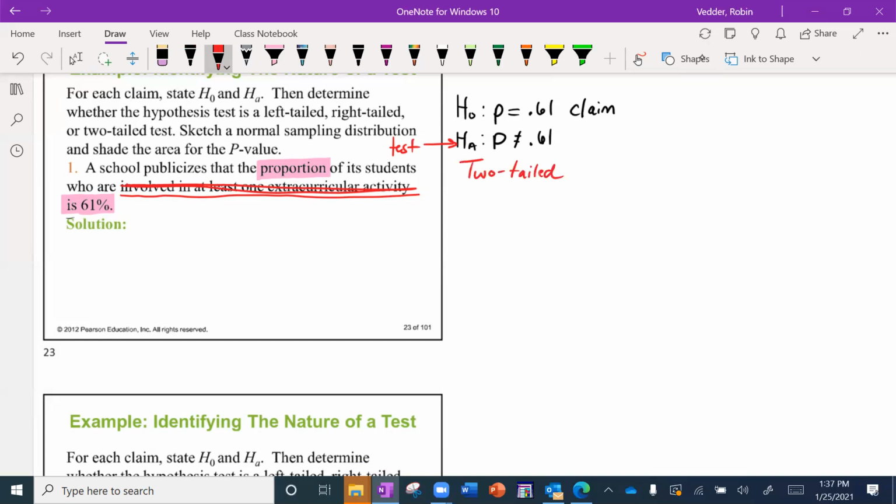All right, questions on that first example? All right, let's do another one so we can practice this.